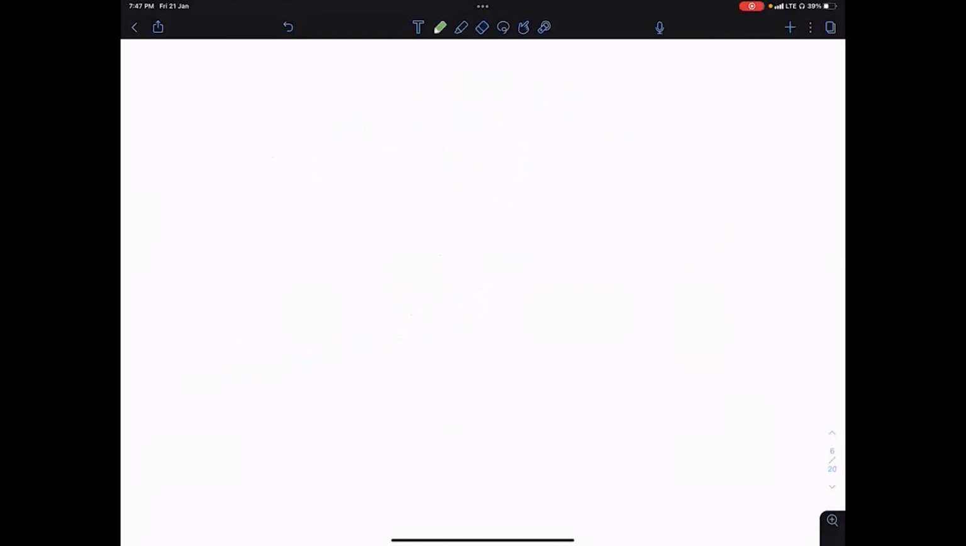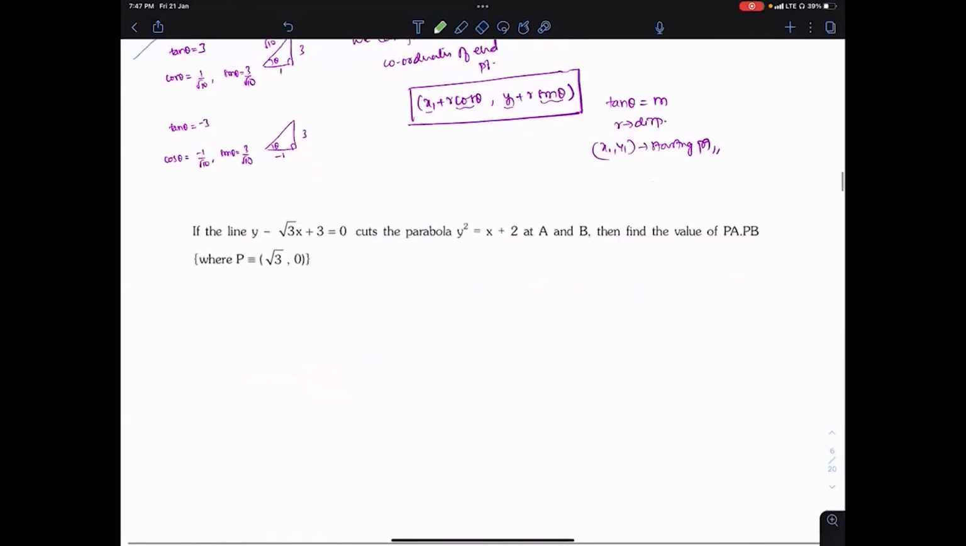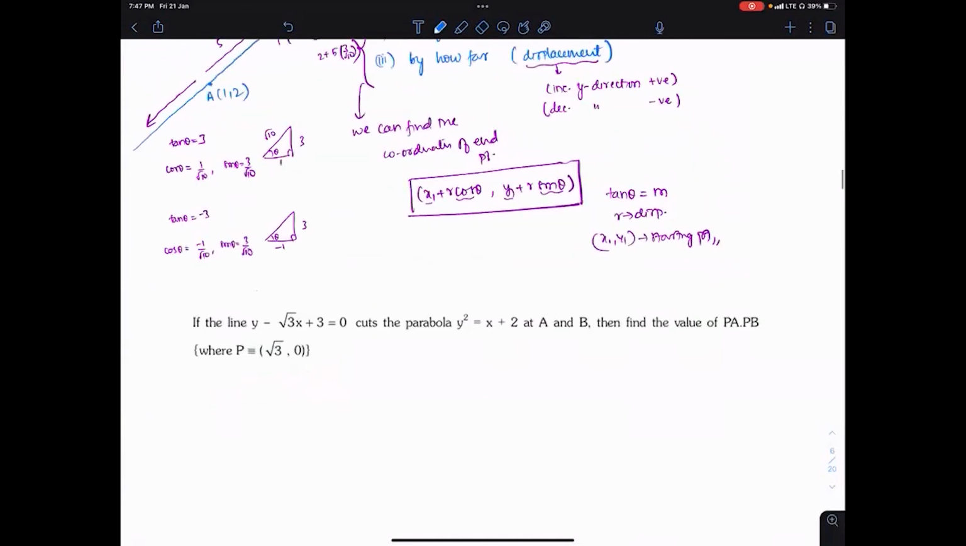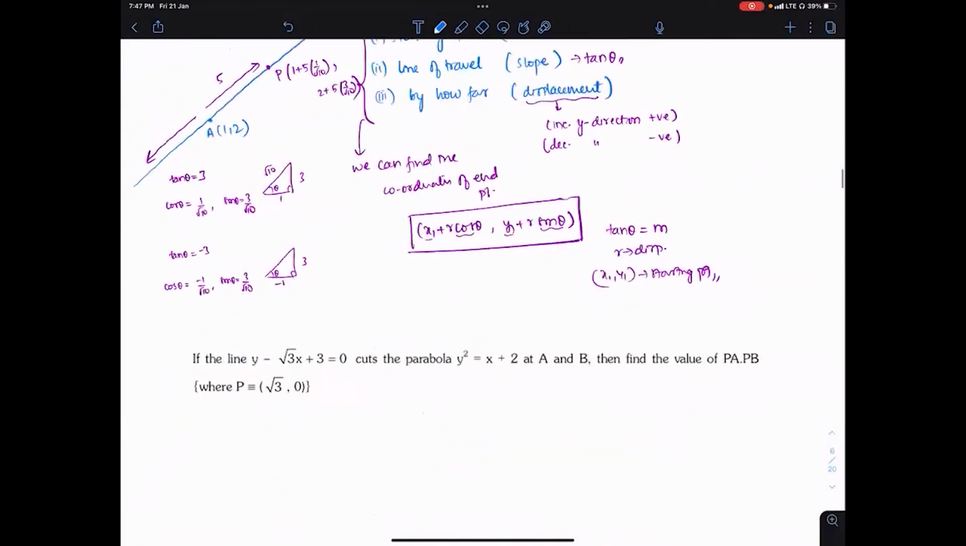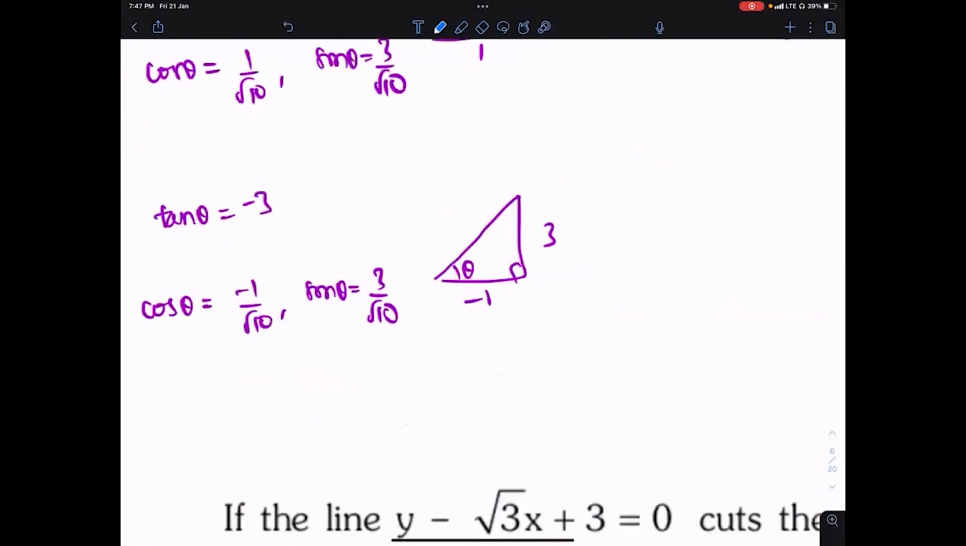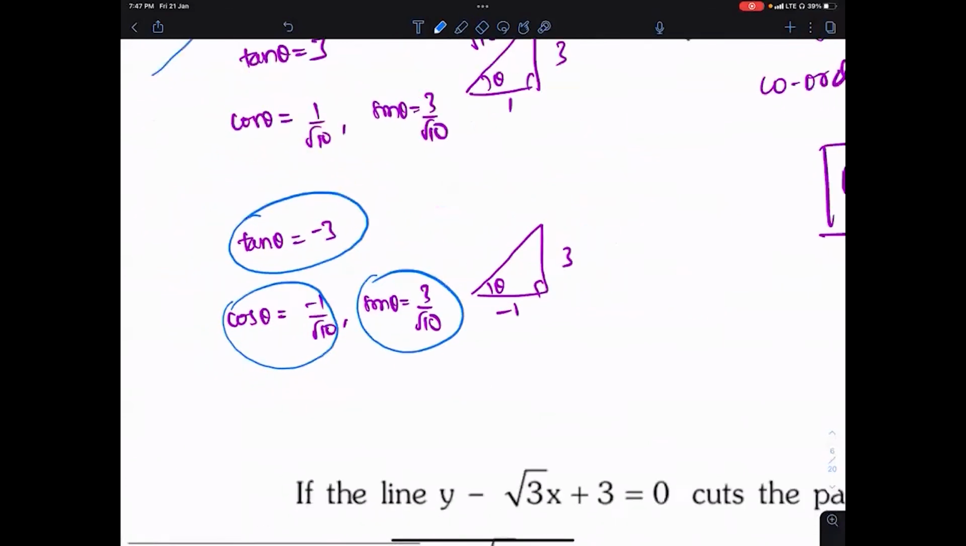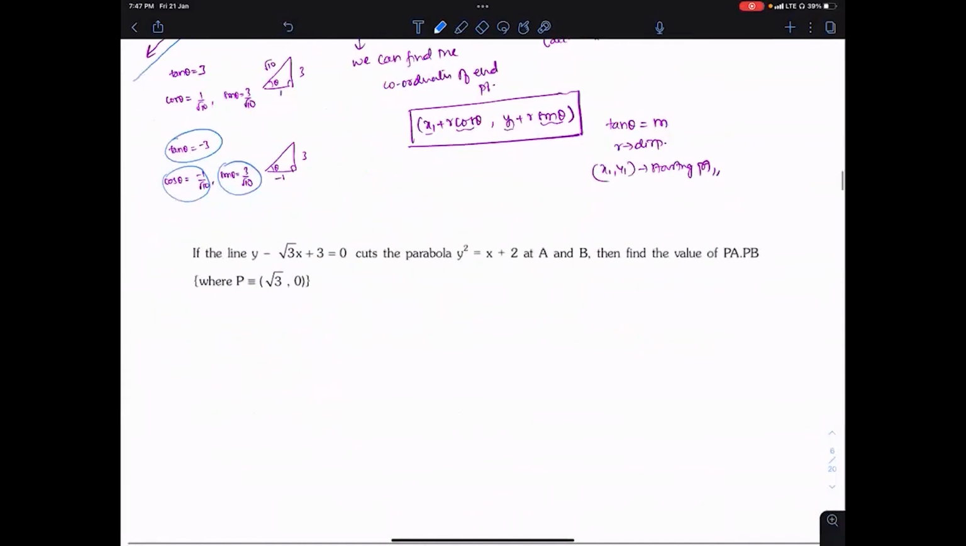If theta is between 0 and 180, sine can never be negative, because in the first and second quadrants sine is positive. So tan being negative is only because of cos. That's why, if the slope is negative, in those cases we take cos as negative and sine as positive.